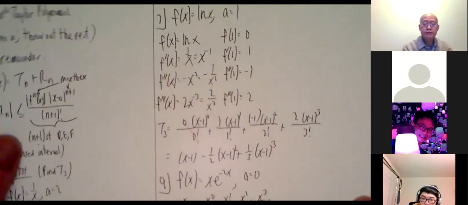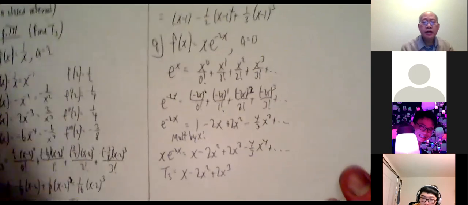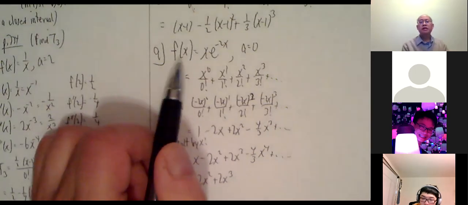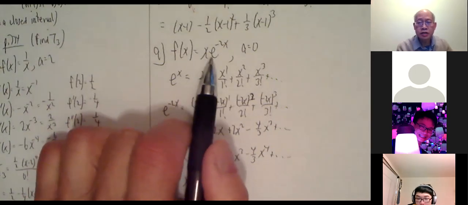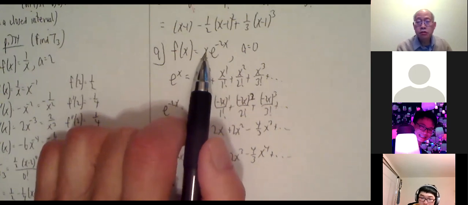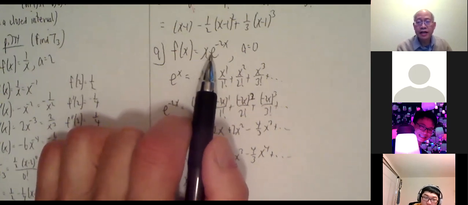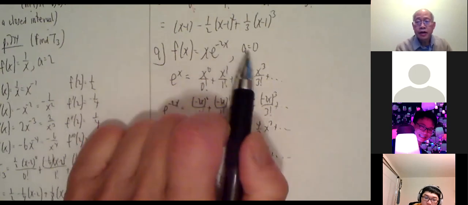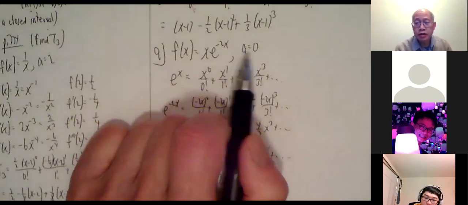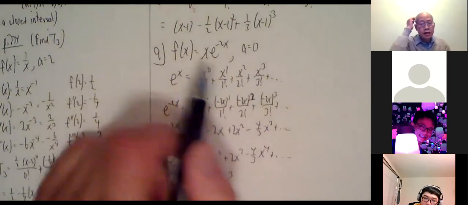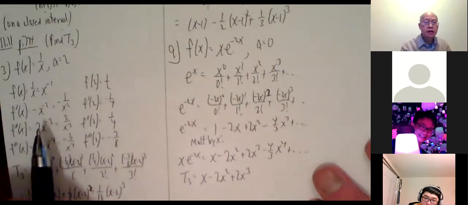Okay, 9, I do not use the same technique, because I don't like taking all the derivatives of this. I just derive from the formula for e to the x and go from there. Okay, and it's a Maclaurin series centered at a equals 0.